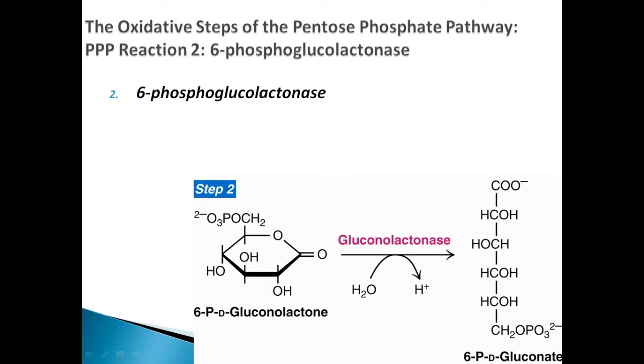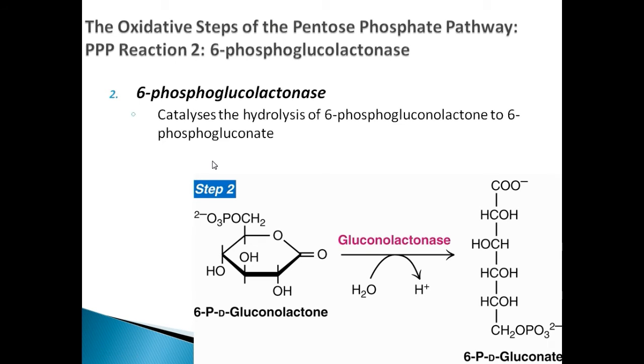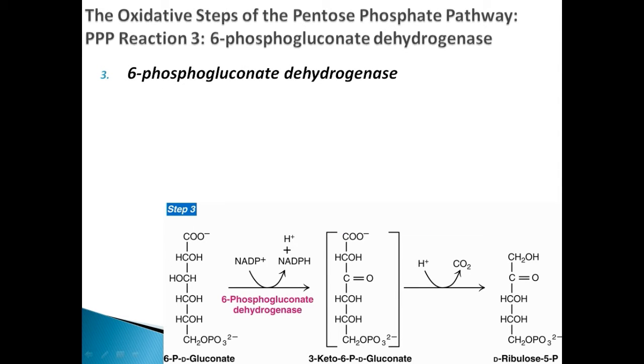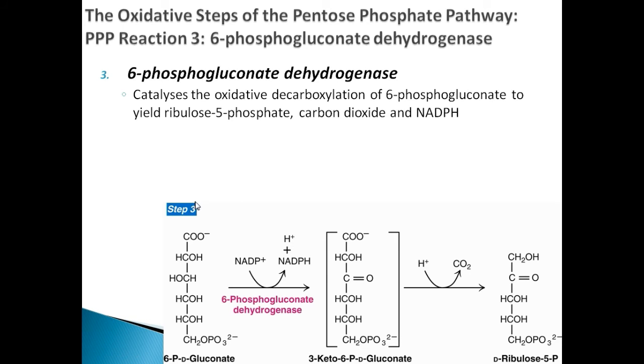The second reaction is the lactonase reaction, where 6-phosphogluconolactonase catalyzes the hydrolysis of 6-phosphogluconolactone to 6-phosphogluconate, and you'll see it as a hydrolysis reaction. And then the third step, the last step of the oxidative part of the pathway, the 6-phosphogluconate dehydrogenase enzyme catalyzes the oxidative decarboxylation of 6-phosphogluconate to yield ribulose 5-phosphate, carbon dioxide, and an NADPH.